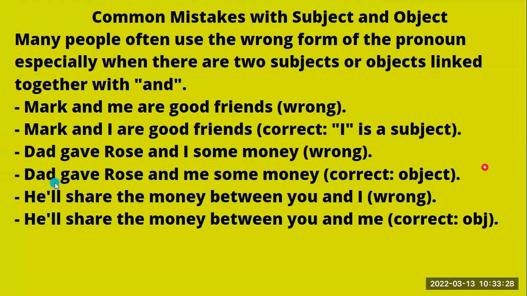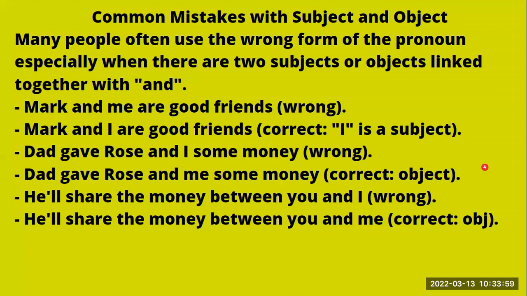So now the correct thing is to say, Dad gave Rose and me some money. Now, if you look at the first example, all you need to do is to remove Rose and, then it will be obvious that it is wrong, because you cannot say Dad gave I some money. Can you say that? No. But you are confused because we have put Rose and then you just put I there. A lot of people make the mistake.